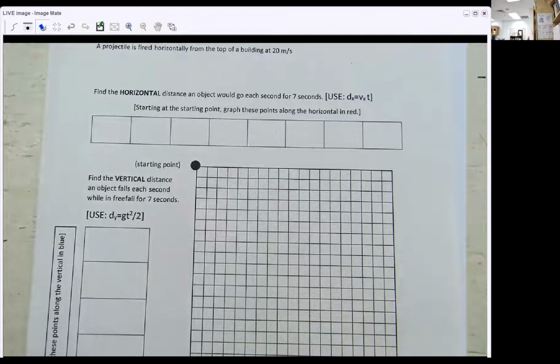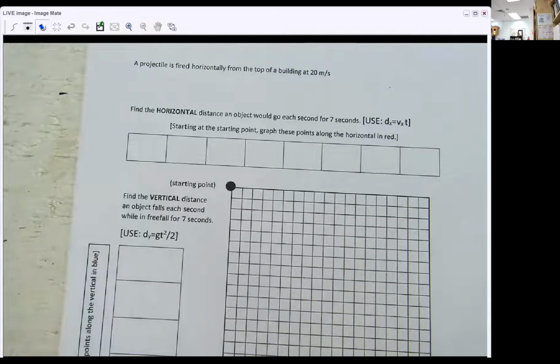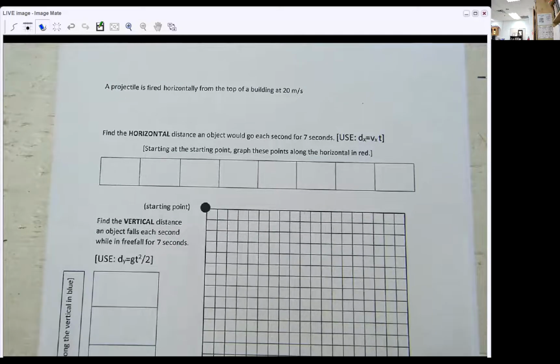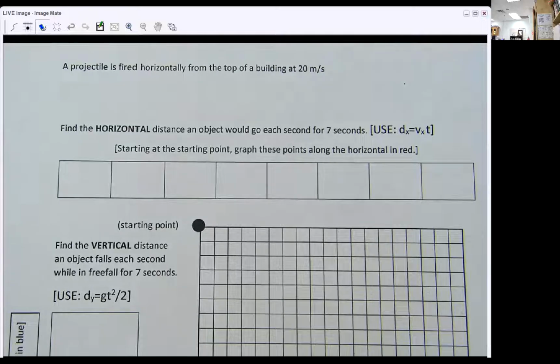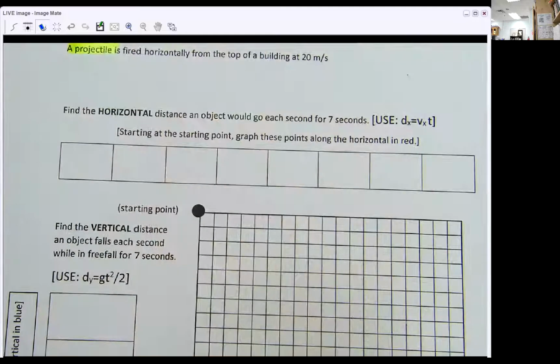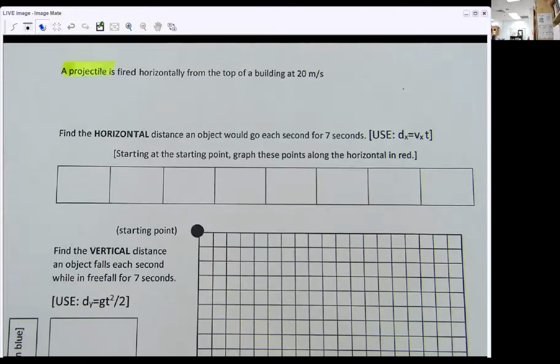We've already looked at them. What makes it a little difficult is trying to determine which equations to use. And so hopefully as we go through here, we can see exactly how to use our equations and when to use those equations. So the first line that we have up here, it says that you have a projectile is fired horizontally from the top of a building at 20 meters per second.